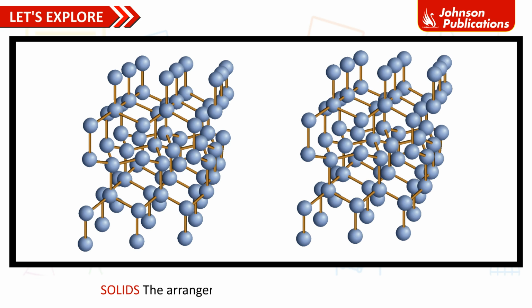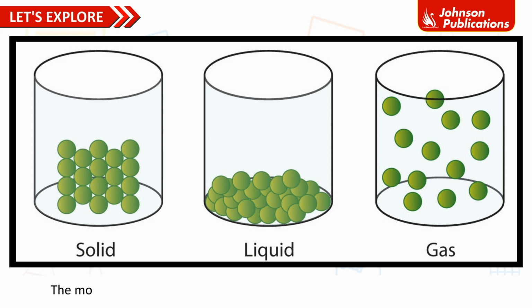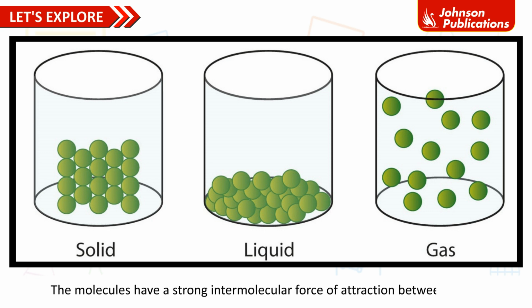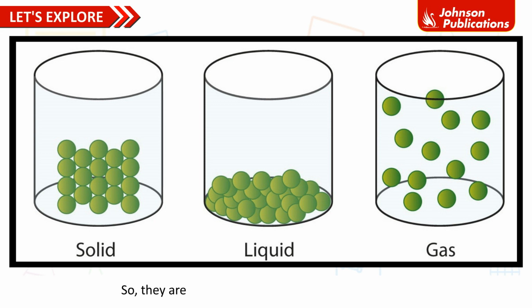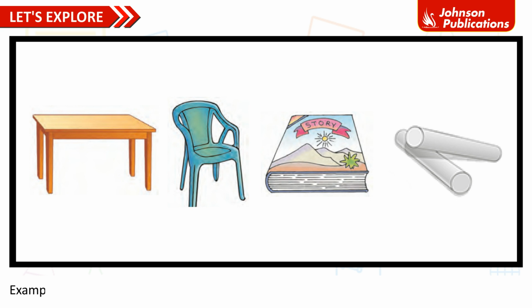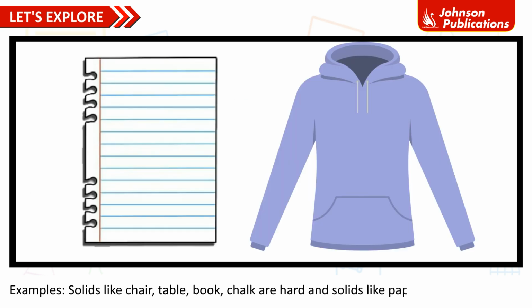Solids. The arrangement of molecules is very close in solids. The molecules have a strong intermolecular force of attraction between them. So, they are hard and have a fixed shape and volume. Examples: solids like chair, table, book, chalk are hard, and solids like paper and cloth are soft.